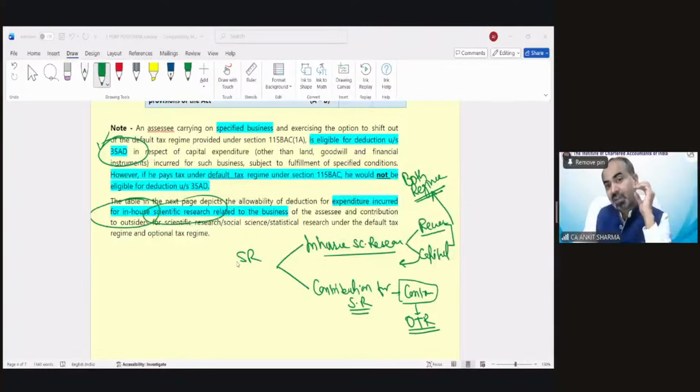So scientific research has a very interesting provision. If in-house research, both regimes allowed. If contribution case, only allowed under optional tax regime. Correct, Shagupta, you are also correct.